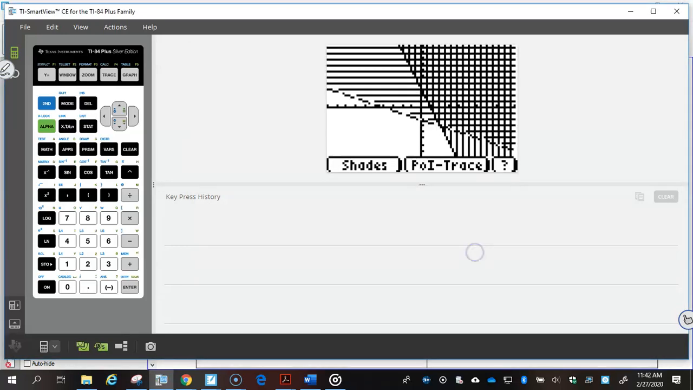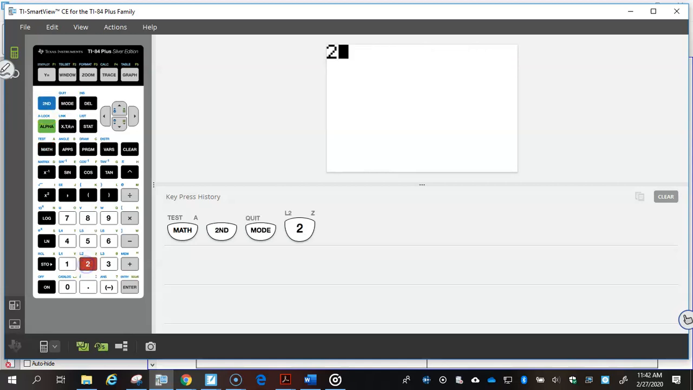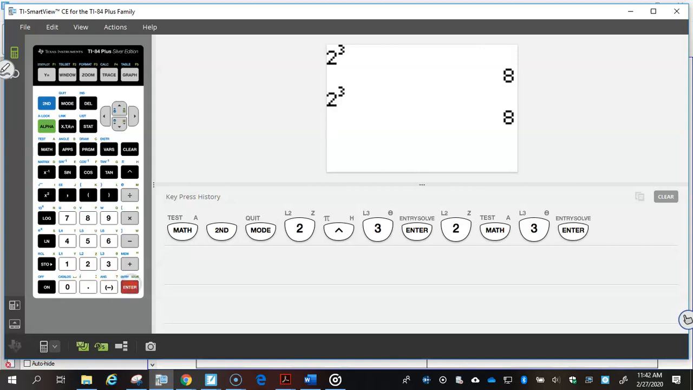If you go into math, at number 3, there's a little 3. Kind of looks like it's an exponent. That is your to the third power. So you could use that instead of using the caret, the arrow 3. And it'd be the same thing. Or you can say 2 to the third power, or you can say 2 math 3. Both work.